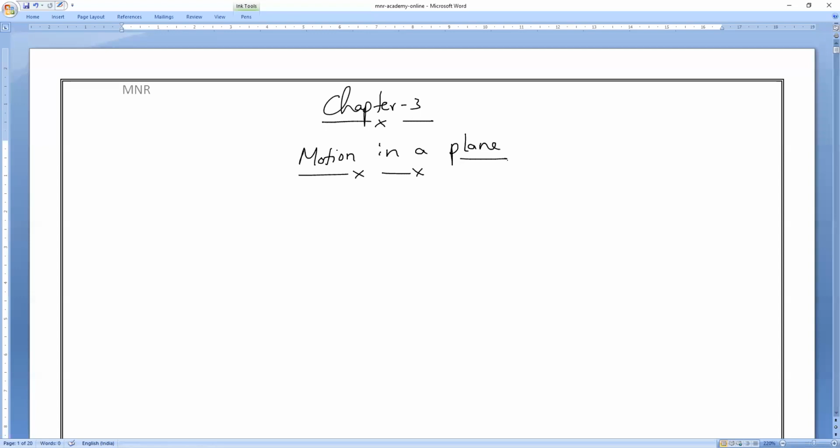Basically, we will divide it into two parts. The first half of the chapter will discuss vectors and types of vectors, addition, subtraction, multiplication, division, all these things. And in the second half of the chapter we are going to discuss projectile motion.